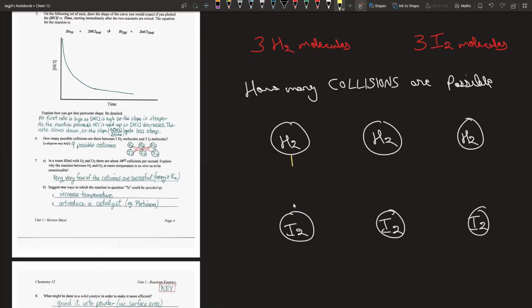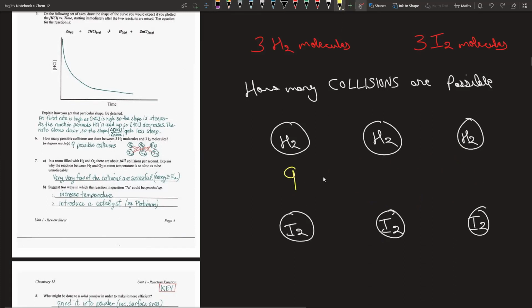Well, this H2 molecule can collide with this, it can collide with this, or it can collide with this. So how many are possible for H2 and these ones in total? 3, right? Same for the second one. The second guy can collide with this, this, and this. So we got 3 more. 3 plus 3 is 6. Same for the third one. So 3 more. So 3 plus 3 plus 3 is 9, right? So there's 9 collisions possible.